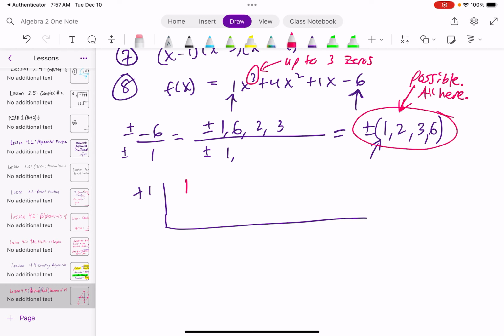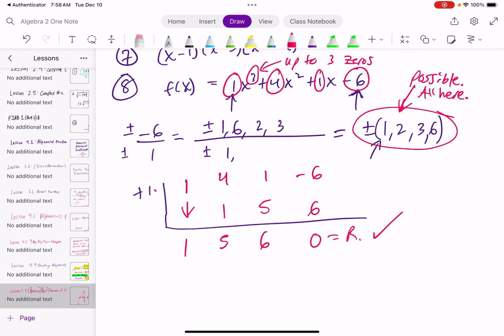1, right? This is my first coefficient. The next one is a 4, 1, and a -6. Bring it downtown. 1 times 1 gives you 1. Plus 4 is 5 times 1 is 5. 6, 6, 0. This is definitely a 0. So x is 1. Perfect. How do we know that? Remainder 0.